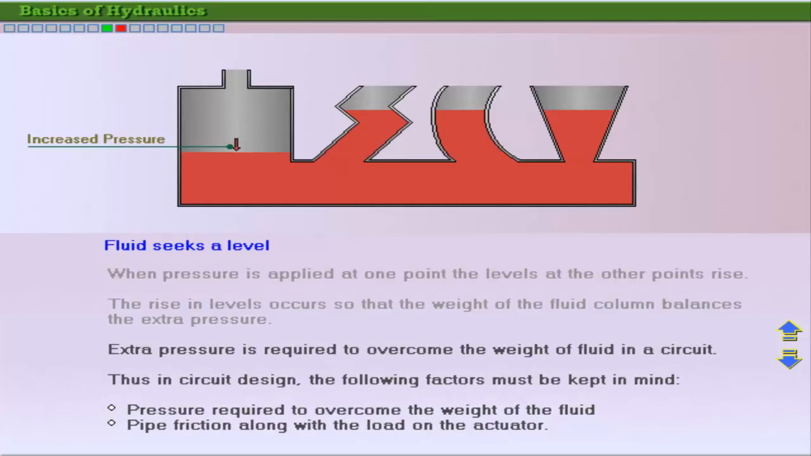The extra pressure is required to overcome the weight of the fluid column. Thus, hydraulic circuit design must keep in mind the workload or pressure to overcome the weight of the fluid, in addition to pipe friction and fittings, as well as the load on the actuator.